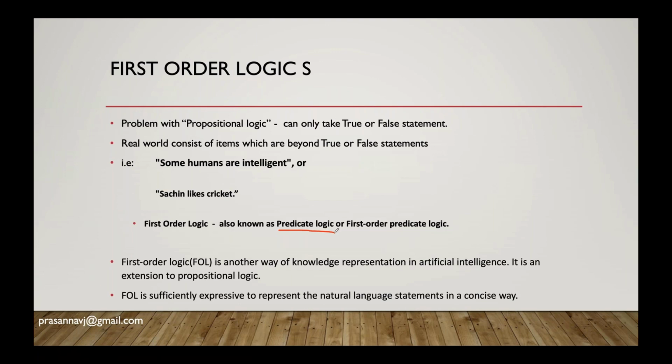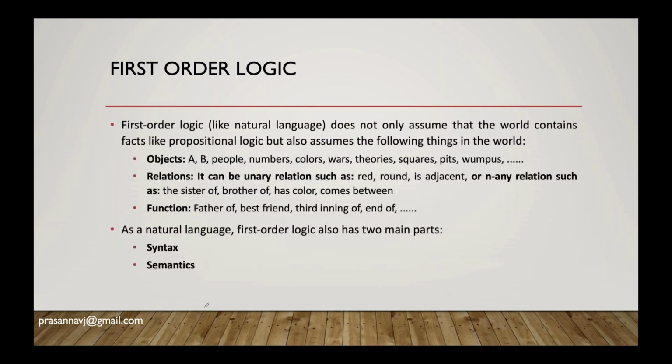That is where we are looking at this: first order logic is sufficiently expressive to represent natural language statements in a very concise way. Let's see how it happens. Along with propositional logic, in first order logic you can represent objects, relationships, and functions, and it also comes with syntax and semantics.